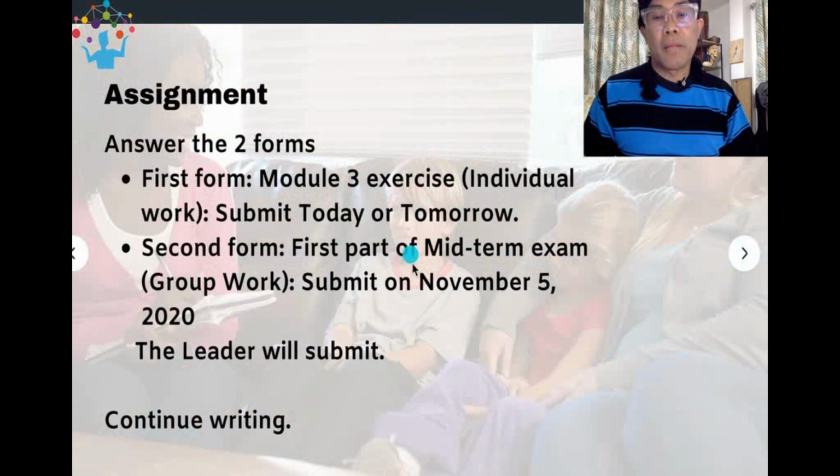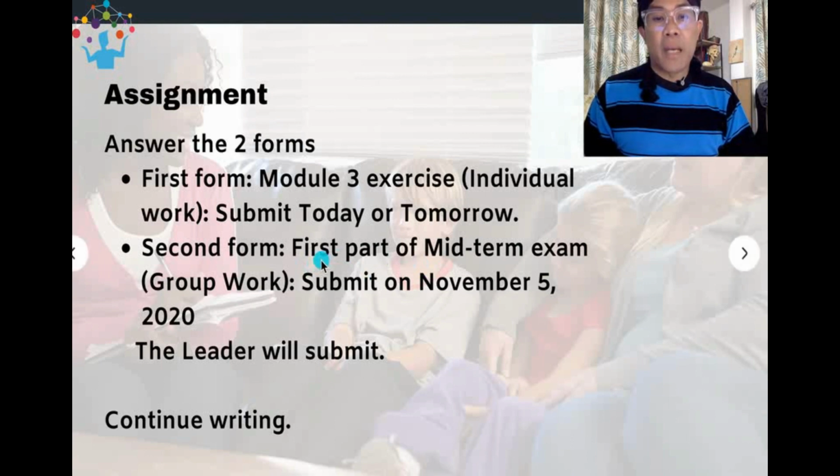All right, for your assignment, I would like you to answer two forms. The first form will be the Module 3 exercise. It's very simple, the usual thing I ask about: your understanding of the lesson, of the module rather. And the second form will be the first part of the midterm exam. You just open it and you will understand what I will be asking you.